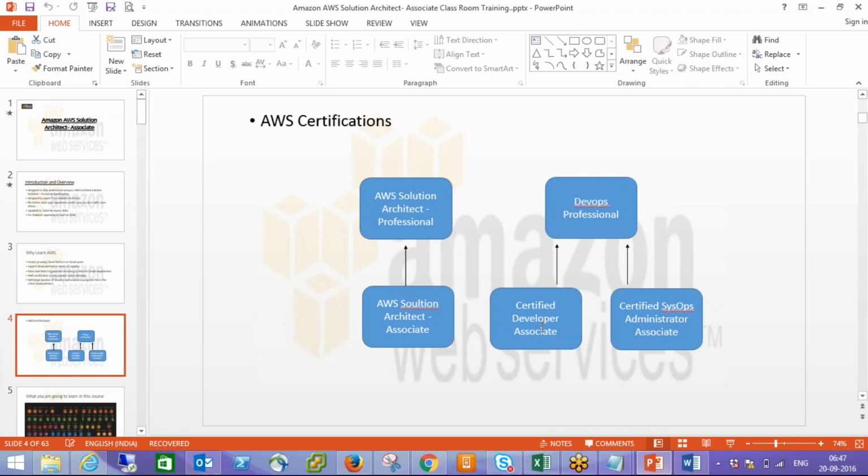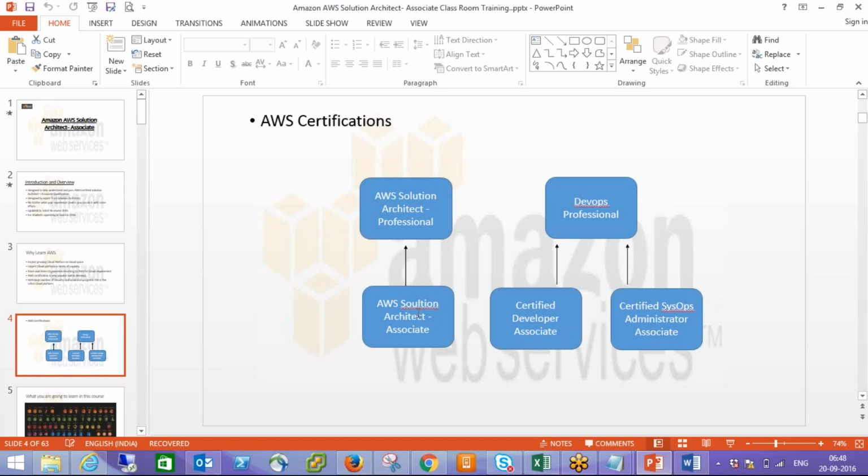Developer concentrates more on bringing in automation, like using Chef, Puppet and other automation tools, wherein you would get an understanding of how every service is working in the background. SysOps Administrator is more of an administration kind of certification, where you would be able to troubleshoot and manage the complete AWS infrastructure.